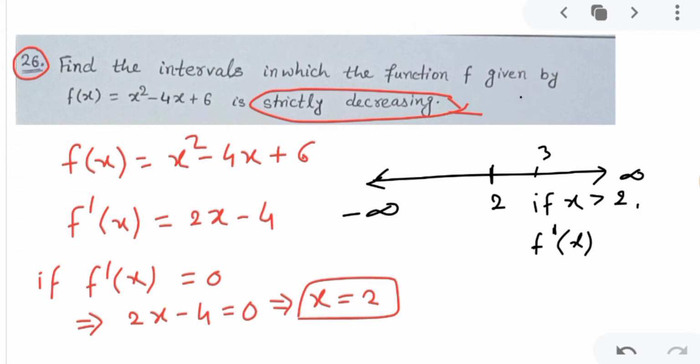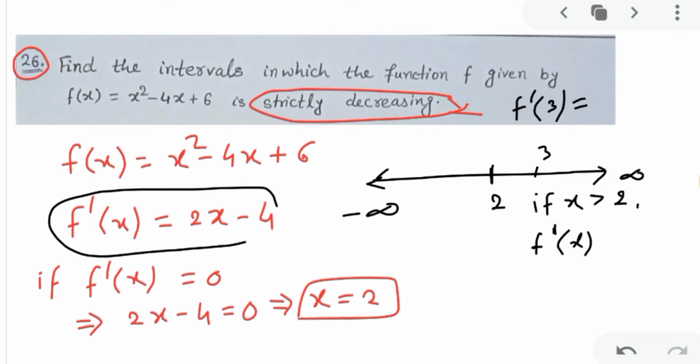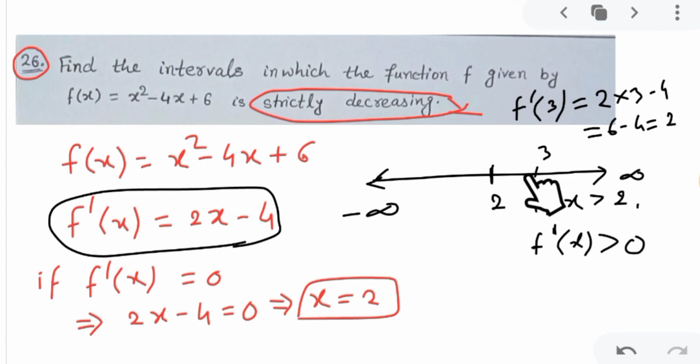So if I check f dash x at x equal to 3, f dash 3 using this definition is 2 into 3 minus 4. 2 into 3 is 6, 6 minus 4 is 2. So obviously 2 is a positive value. So on this side you will get f dash x greater than 0. When x is greater than 2, then f dash x will be greater than 0. I already checked by taking a point.